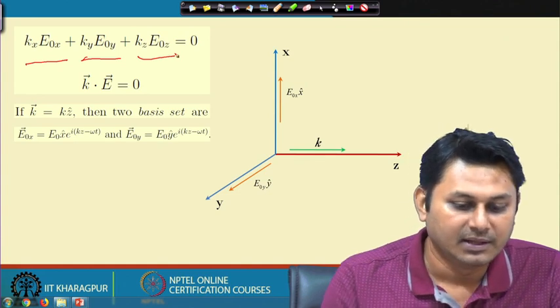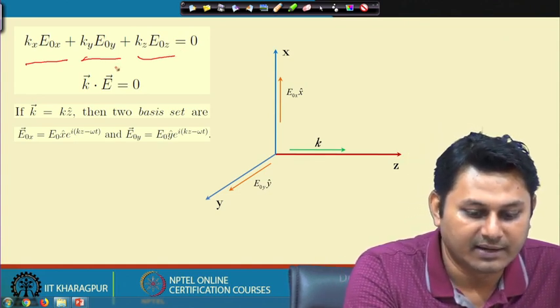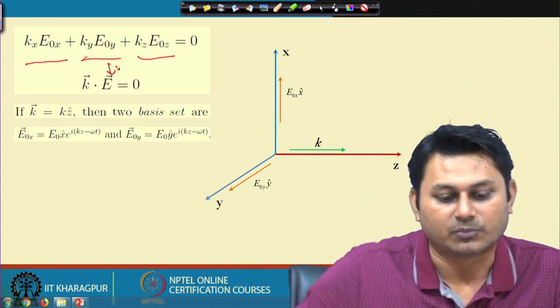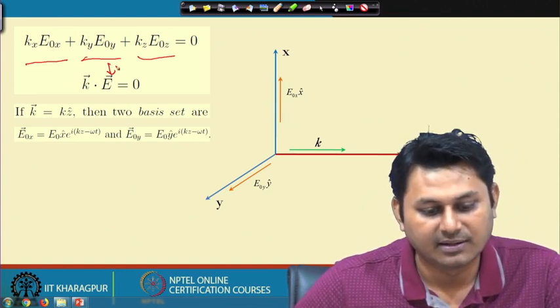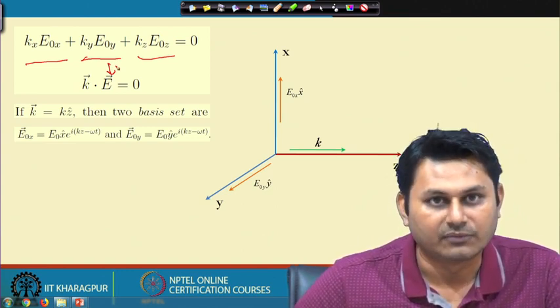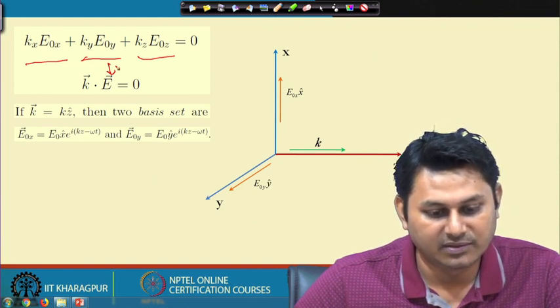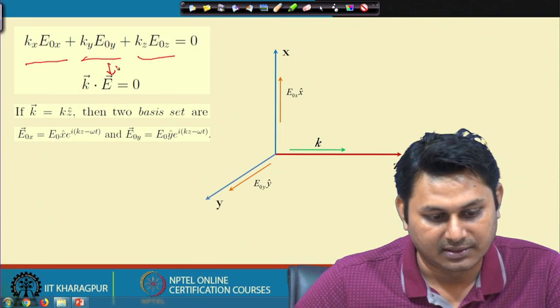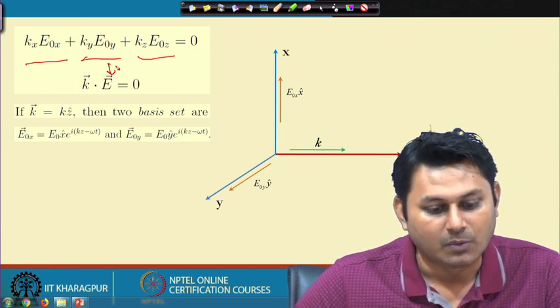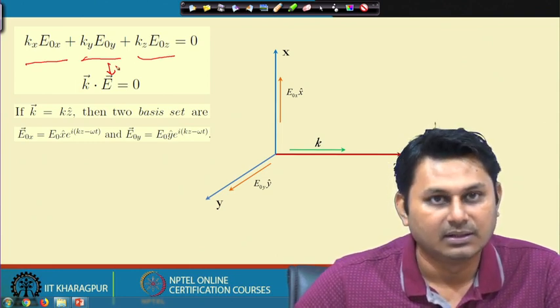So, that means this quantity is 0, I can write this as a dot product, because k x, k y, k z are the x, y, z components of the k vector, and E0x, E0y, E0z are the x, y, z components of the E vector.